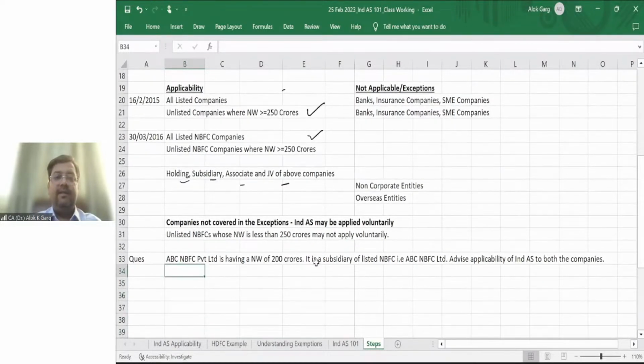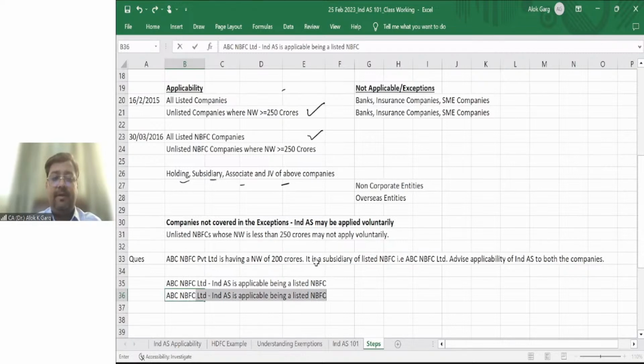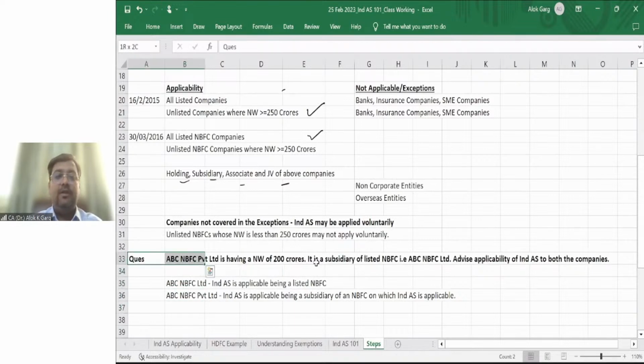Right. So in this case, on ABC NBFC Limited, Ind AS is applicable, being a listed NBFC. But on ABC NBFC Private Limited, Ind AS is also applicable, being a subsidiary of an NBFC on which Ind AS is applicable, right? So being a subsidiary of an NBFC in which Ind AS is applicable, on this private limited, Ind AS will also be applicable, right? It will be covered in this clause.